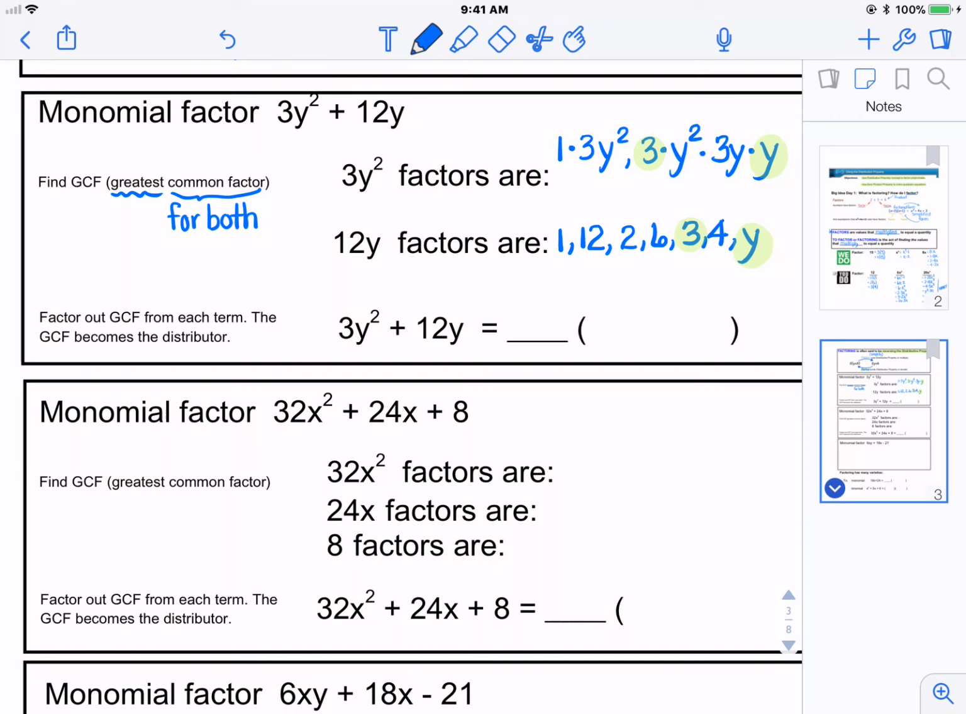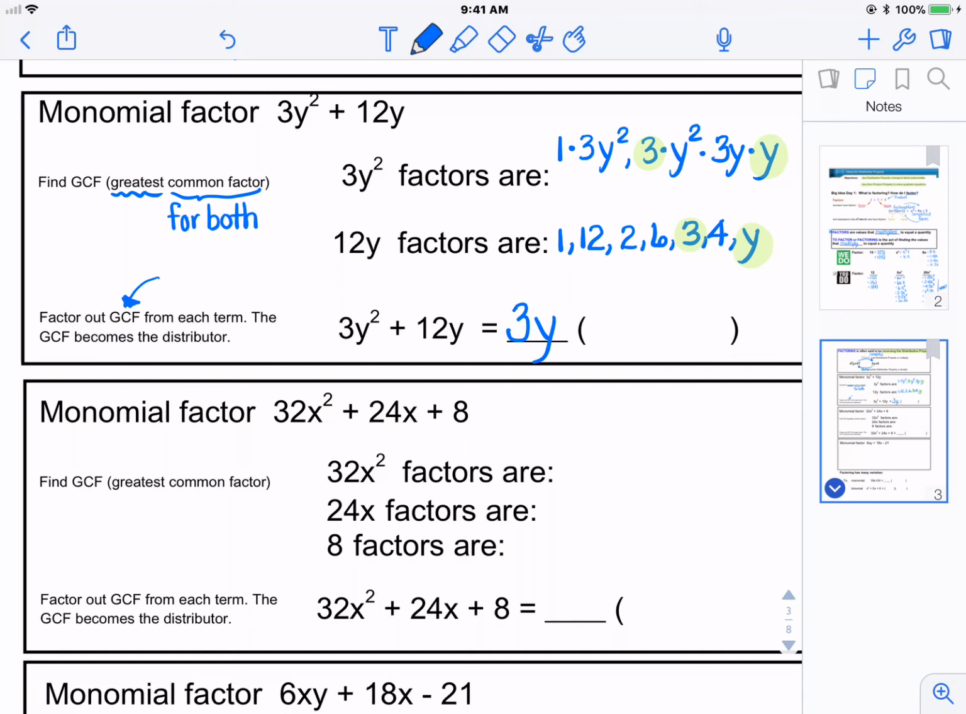So here's what I know. It says factor the greatest common factor from each term. I know that they each have a factor of 3, and I know that they each have a factor of y. So the largest factor that each term has is 3y. And I'm going to reverse distribute.